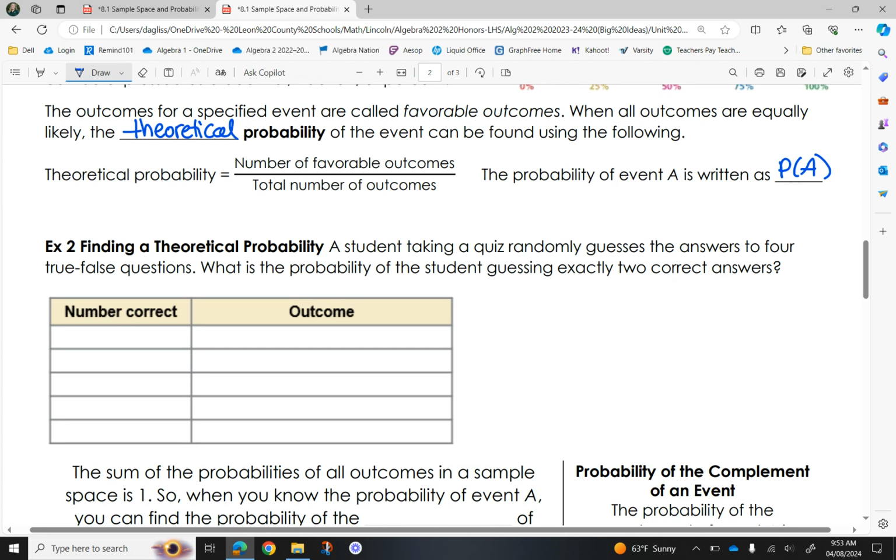First one is we have a student, maybe some of you in here, that would just, I don't know, randomly guess at 4 true-false questions.